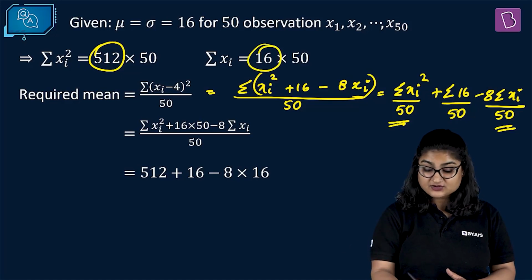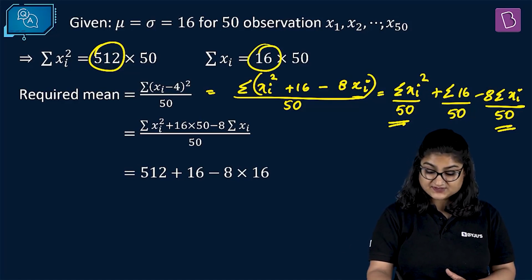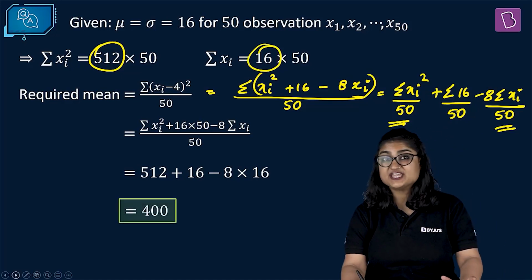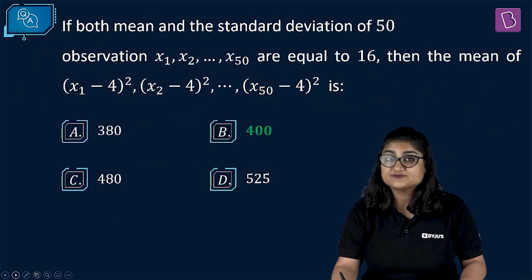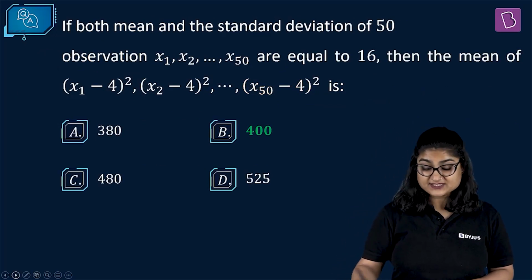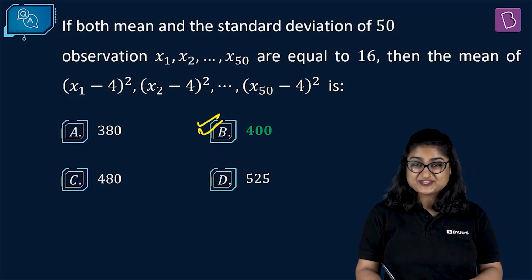So when we plug in those values, we will get 512 plus 16 minus 8 times 16, which on further simplification gives us 400. So what is the required mean? The required mean is 400, which has been given to us in option B. Hence, we can say that the correct answer to this question is option B.